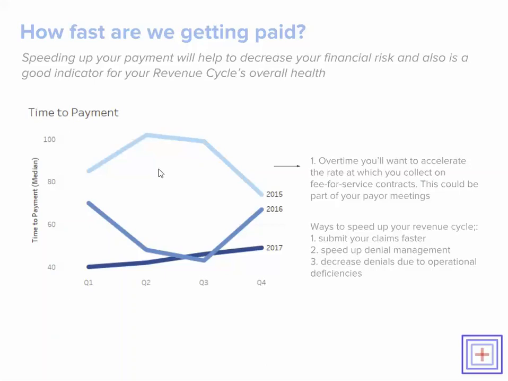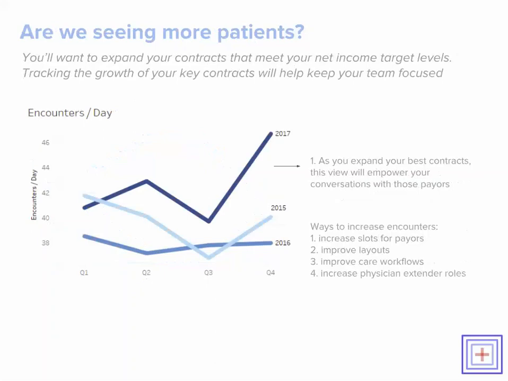So ways to do that. So you could, again, review this performance with the contract, and then you want to think about ways to improve that. So you can submit your claims faster, you could speed up your denial management, or you could just decrease your denials due to operational efficiencies. There's a lot of other things you can do, but the idea, again, is thinking through what are the views that we want to share with payers.